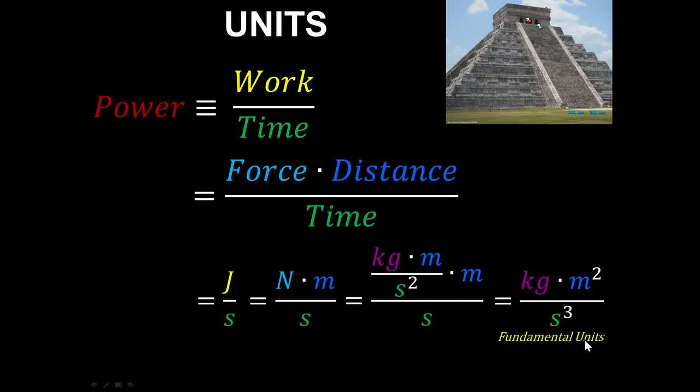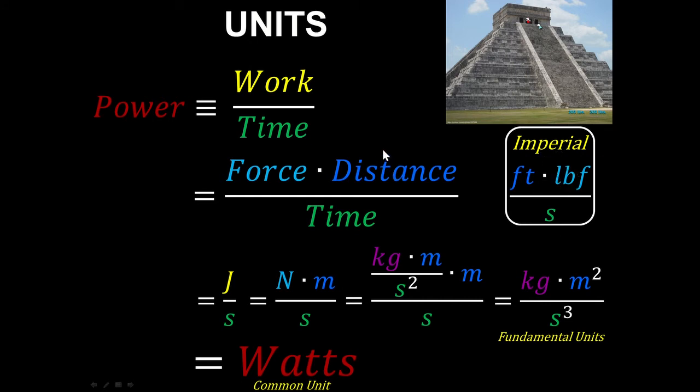And that is the MKS unit of power. It's also known as the fundamental unit. Can't break it down any further because we were able to break newtons down. The common unit, the one-word unit for power, is watts. Okay, so we're going to be measuring power in watts. If I were to do that in imperial units, we would measure the distance in feet, the force in pounds, and the time in seconds. So foot-pounds per second would be our unit of power in the imperial system. And again, we don't do fundamental or common units. It's just not done.